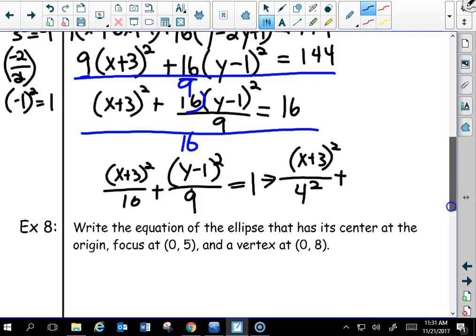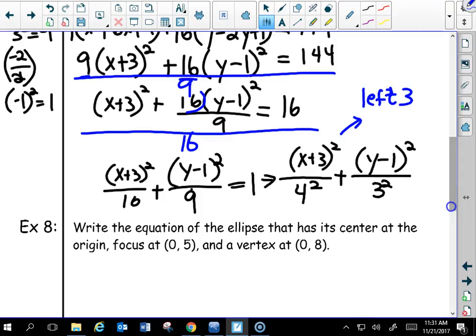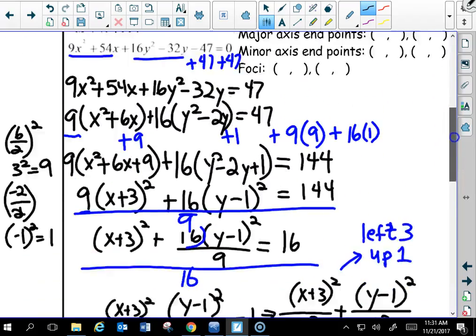And that means that the major axis is along the x orientation, and my minor axis is on the y. And my transformation is going to be left 3, and it looks like up 1. I'm going to graph this first because it's going to be easier to answer the questions by looking at the graph.